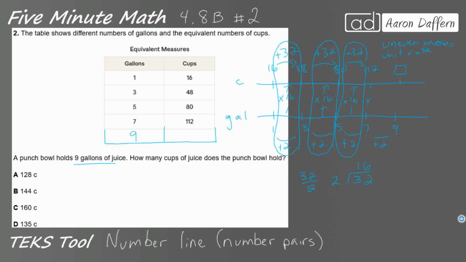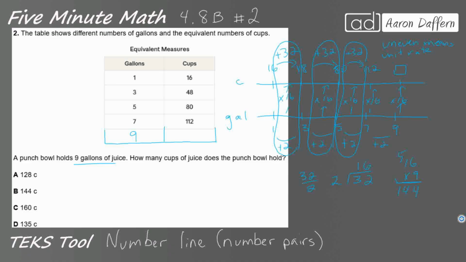Which means we could do that same thing for our 9. We could take our 9, since that's the rate of change, we're going to multiply that 9 by 16, and we are going to get, let's see, that's going to be 54, and that's going to be 9 times 1 is 9, add the 5, that's going to be 14. Now, 144 is our answer.